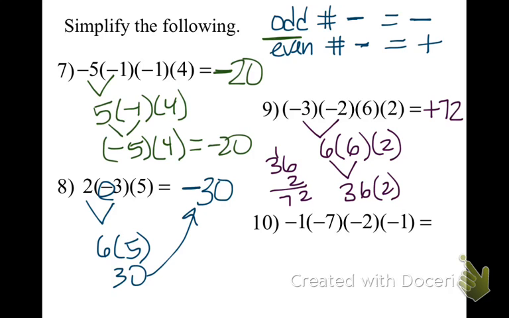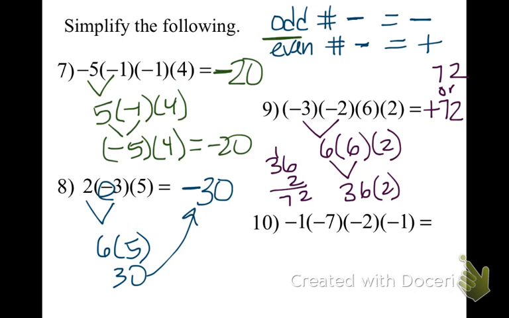72 is my answer. Now, remember, you can also just have it as a plain 72. Either answer is correct. Now let's see how you did on number 10. For number 10, I have 1, 2, 3, 4 different negatives. Even number, better be a positive answer. So, let's go and do some multiplication.